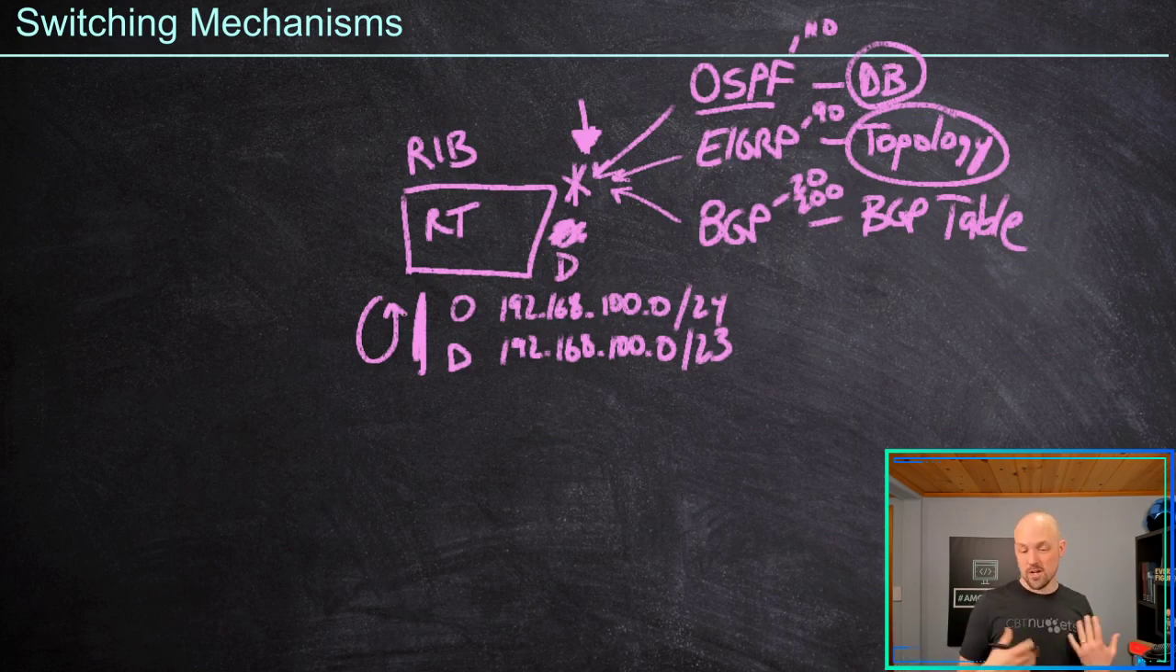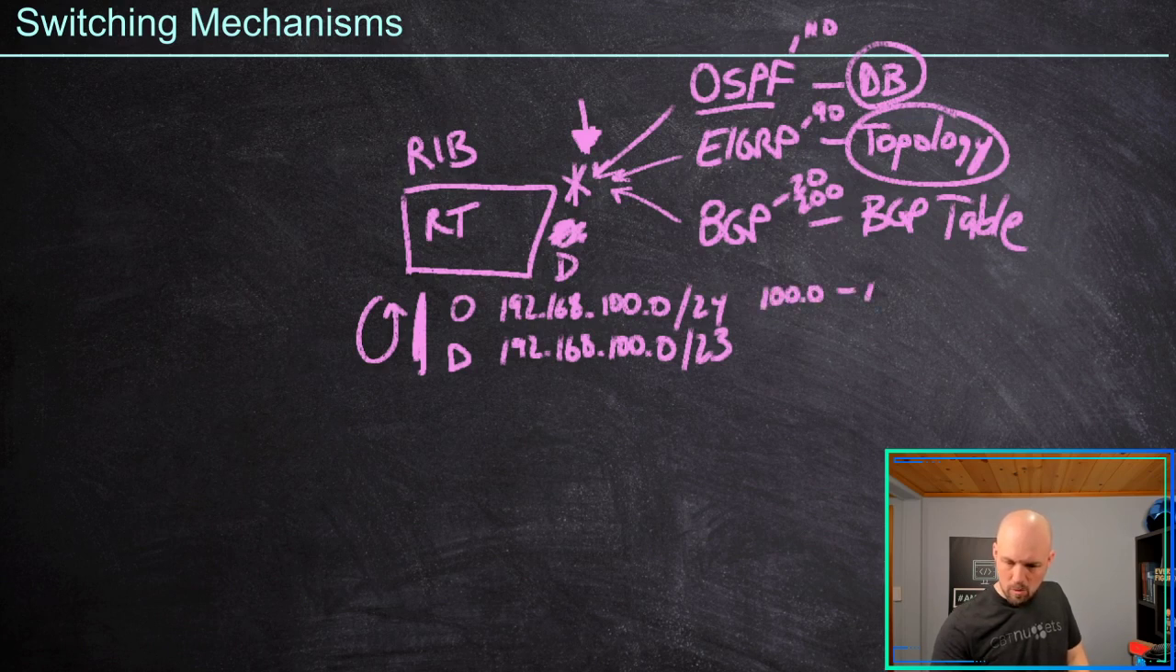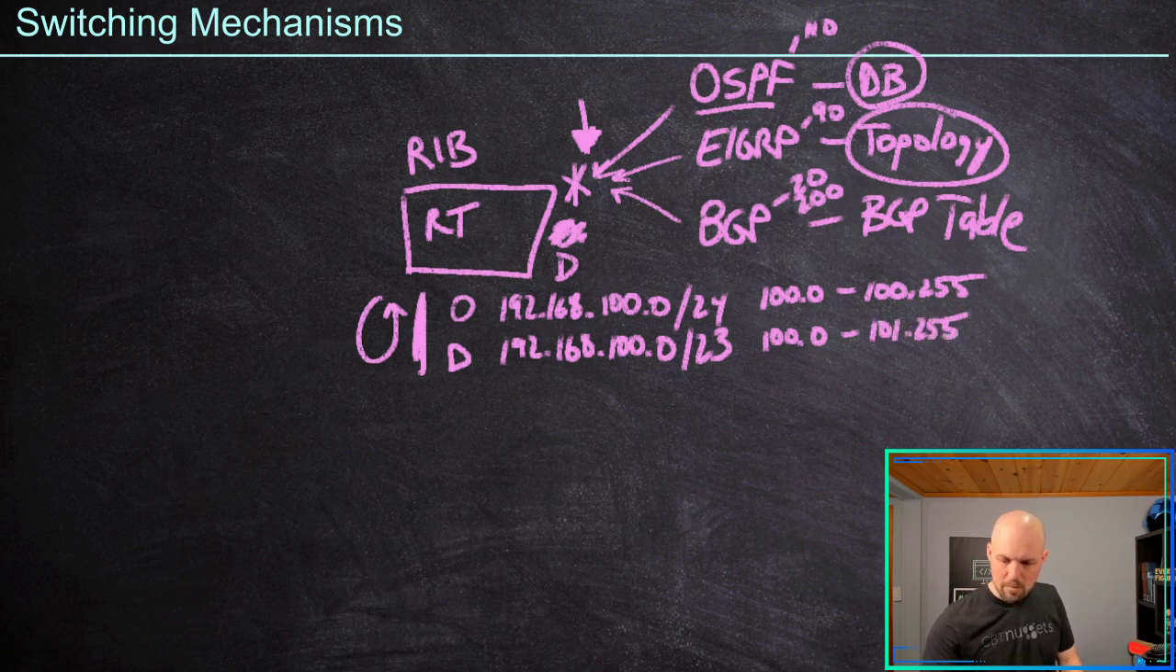And so if I'm trying to route towards 192.168.100, doesn't matter at this point, because one of these, this one right here, the more specific route, has 100.0 through 100.255. And the EIGRP route is going to be 100.0 through 101.255. So it's got more IP addresses in that subnet mask because it's a /23.